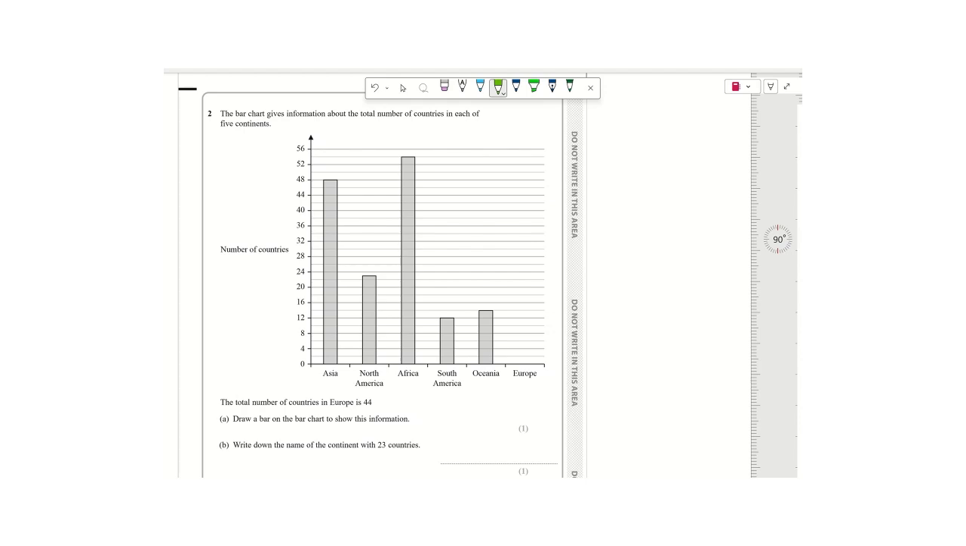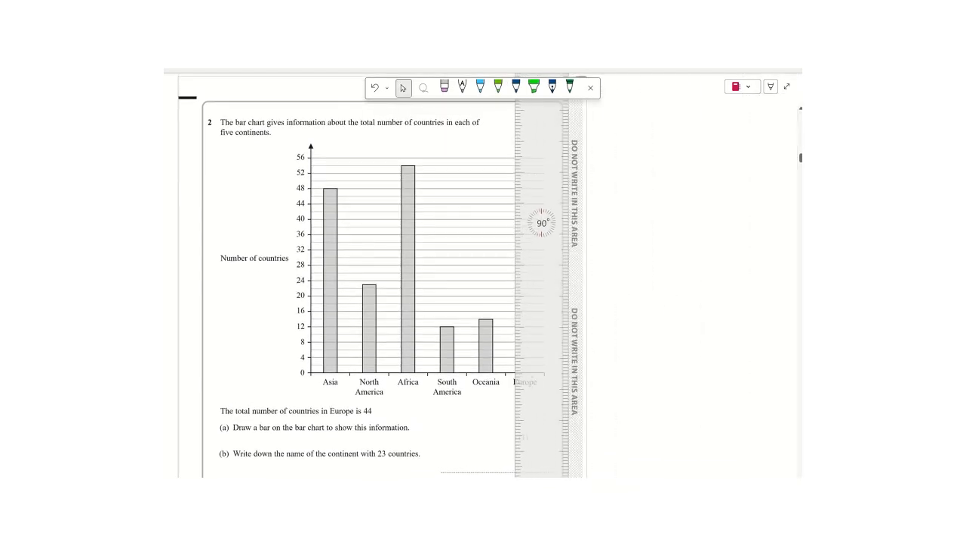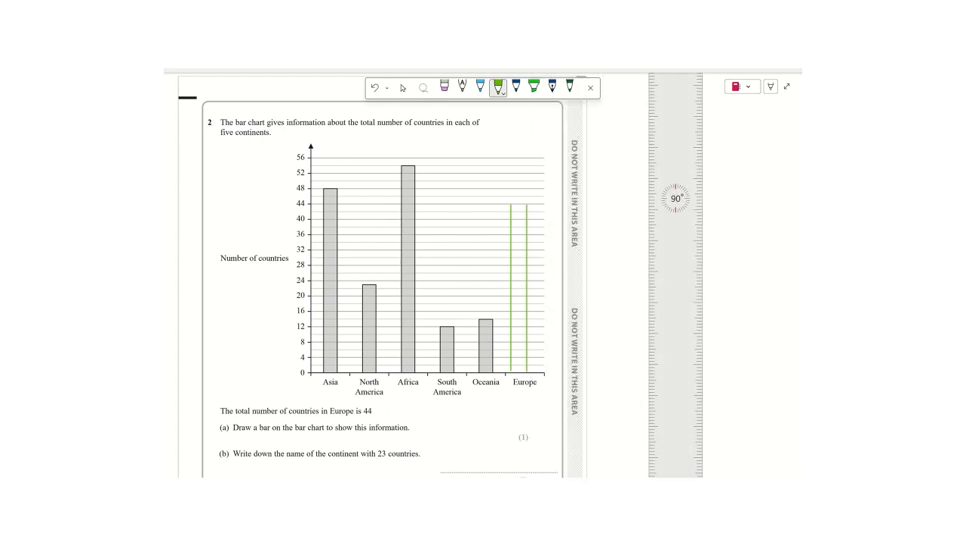Now you will use a ruler and a pencil. I'll use my ruler, but a colour so you can see what's going on. Your bar should be about the same width as the bars that they've got and should go up to 44. You can colour it in if you want to, but you don't have to, it's fine. As long as it's clear where your bar is.